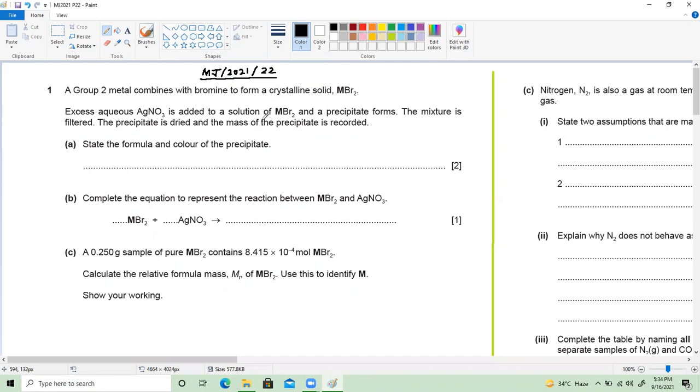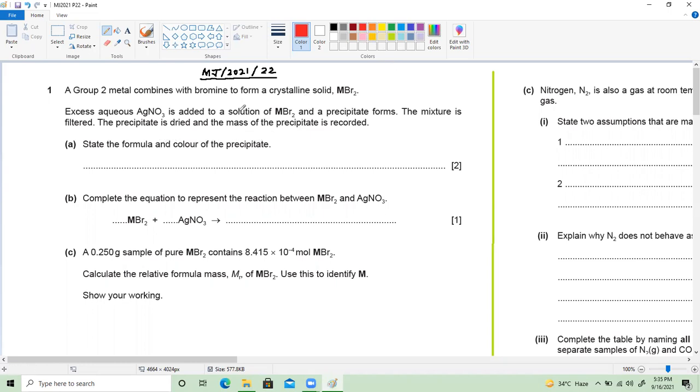It states group 2 metal M combines with bromine to form a crystalline solid MBr2. Excess aqueous silver nitrate is added to a solution of MBr2 and a precipitate forms. The mixture is filtered, the precipitate is dried, and the mass of the precipitate is recorded. State the formula and color of the precipitate.